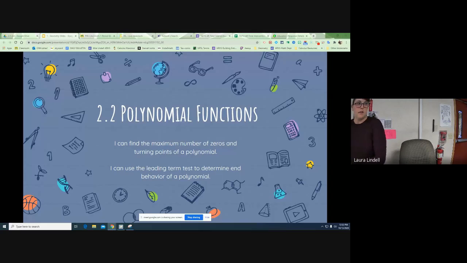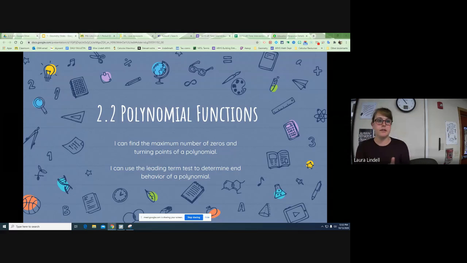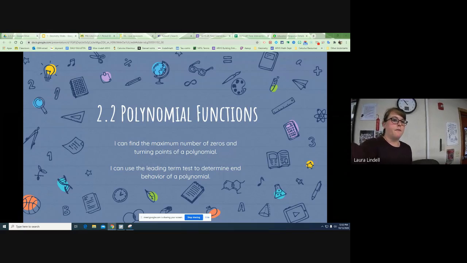Okay, so today is all about 2.2 polynomial functions, and we're going to be spending 2 days on 2.2. So the first part of it today is being able to find the maximum number of zeros and turning points in a polynomial, which hopefully sounds a little bit familiar from advanced algebra trig. And then using the leading term test to determine end behavior of a polynomial. That one might not sound as familiar. But it's a fairly simple rule to follow.